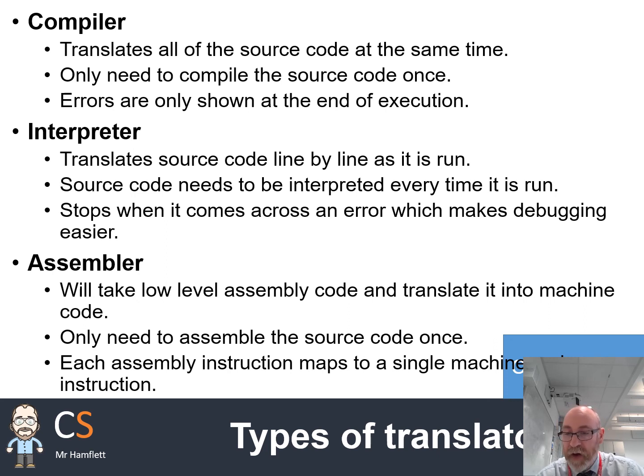Assemblers are a special type of translator which only work on low-level languages like assembly. It will take assembly language and turn it into machine code. Again, it only does it once, and each assembly instruction is equivalent to a machine code instruction on the CPU.